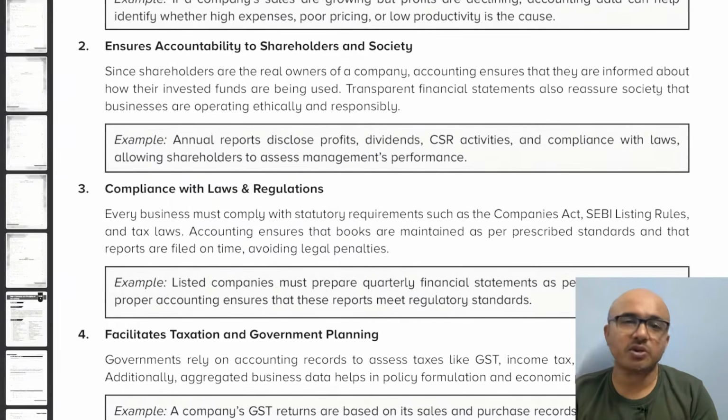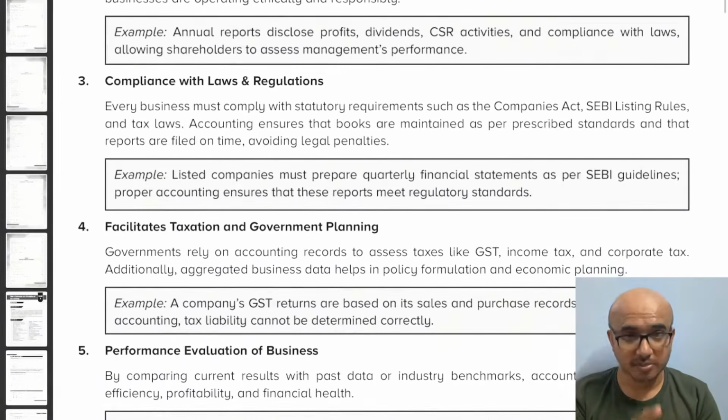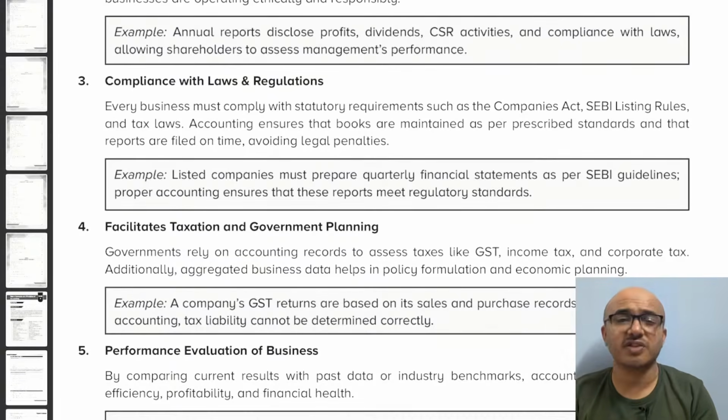Then compliance with laws and regulations. Fine. This is something which we have to make sure of. Here the government will also be interested. It's not just the shareholder, because the government wants to know whether the business is actually following laws and regulations. Every business has to comply with several laws. If you set up a company, then you will know that there are so many things which you have to follow.